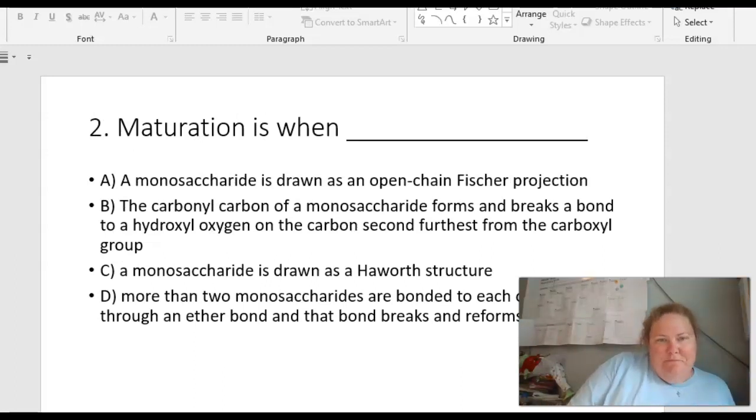Maturation is when what? All right, the answer is when the carbonyl group, the carbon of a monosaccharide forms and breaks a bond to a hydroxyl hydrogen on the carbon second furthest from the carboxyl group. That was a mouthful.